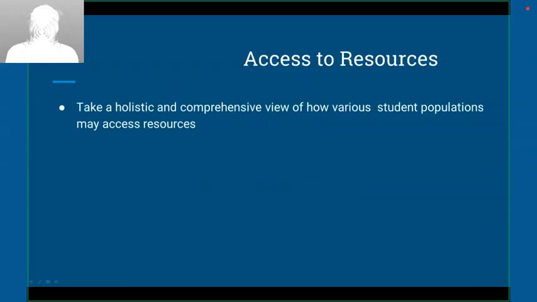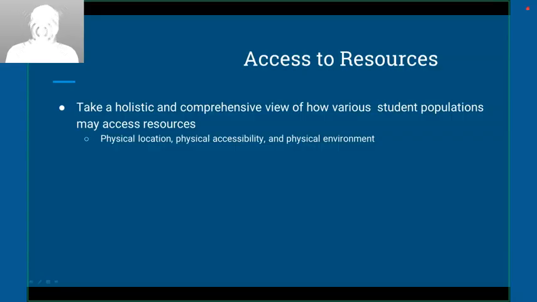So taking a holistic and comprehensive view of how various student populations might access particular resources can be really helpful. We all have things that we might not see at first glance or might not immediately think of. And so really do a good comprehensive review of how there might be barriers. So physical location: is this in a space that's physically safe? Is it geographically convenient to where students are likely to be?